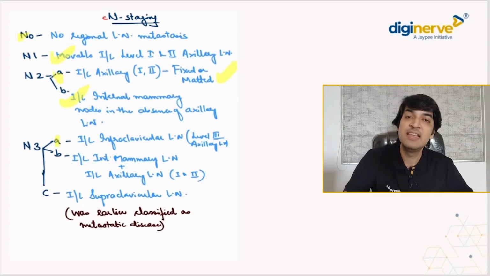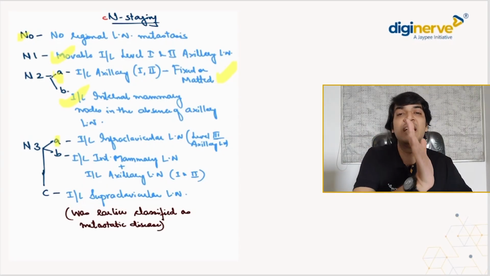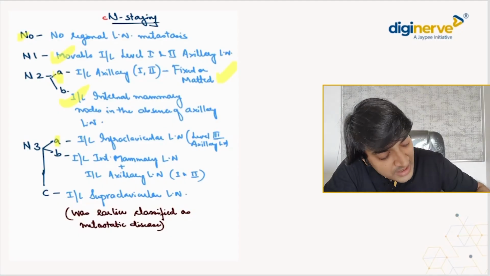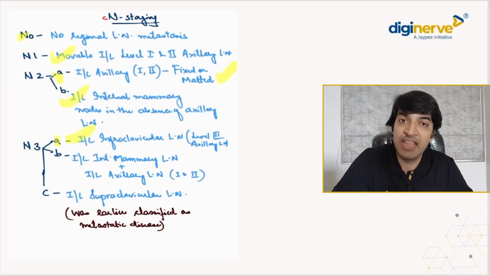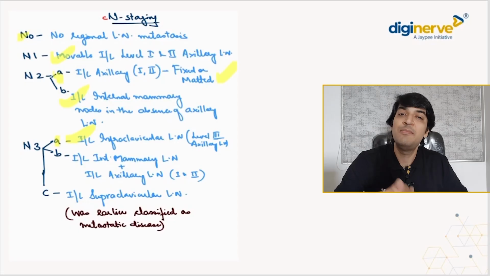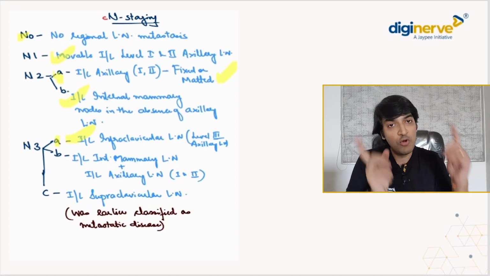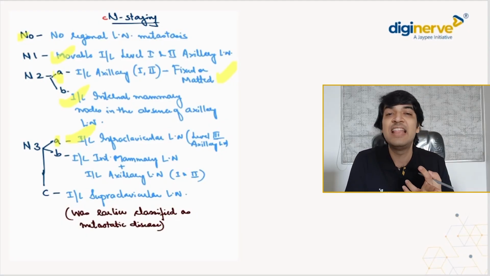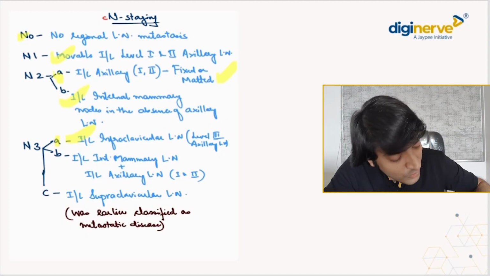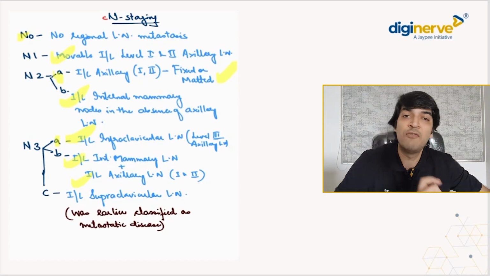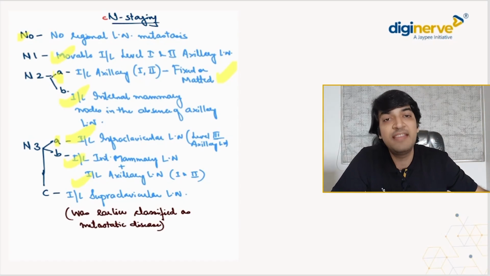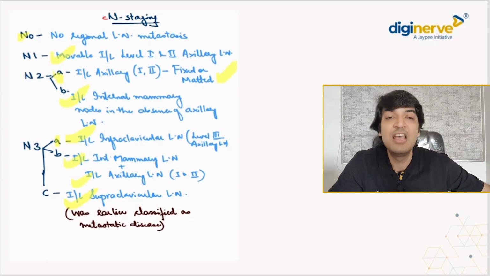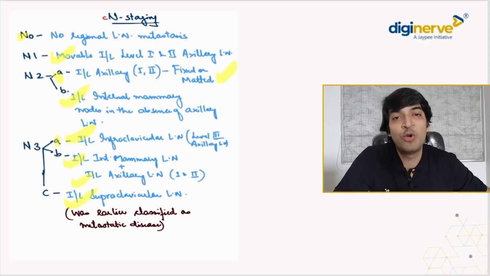N3A would be जब level 3 axillary lymph nodes या ipsilateral infraclavicular lymph nodes involved हैं, that is N3A. What is N3B? When you have involvement of both ipsilateral internal mammary nodes as well as the level 1 and level 2 axillary nodes. These are your involvements for the N3B. N3C का मतलब है ipsilateral supraclavicular lymph node involvement.